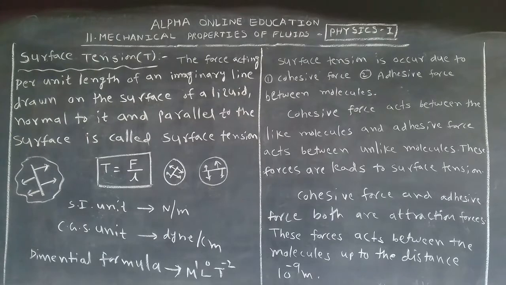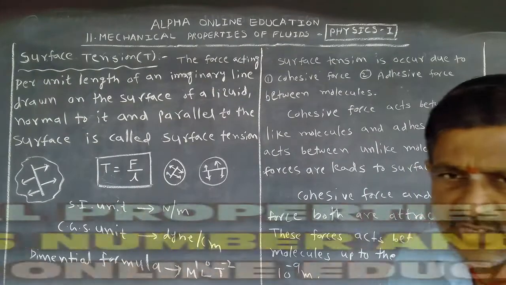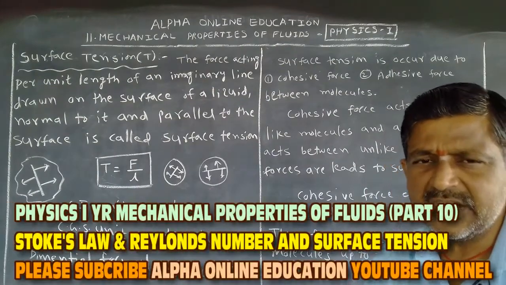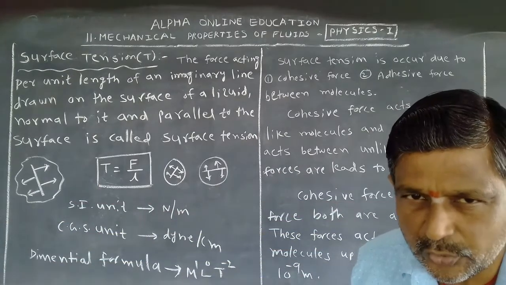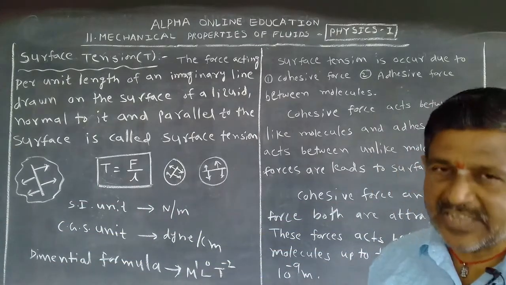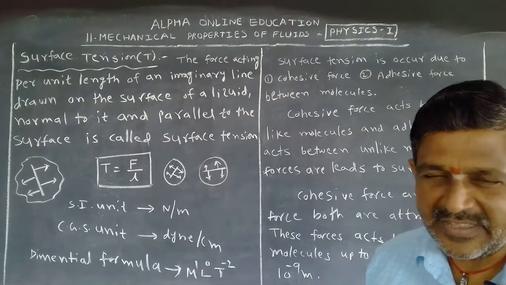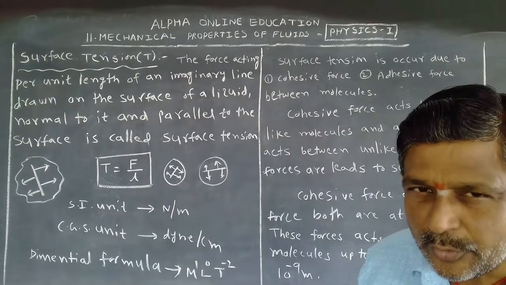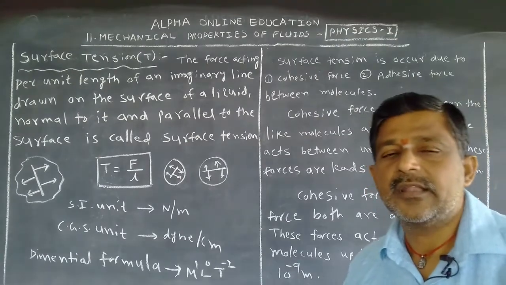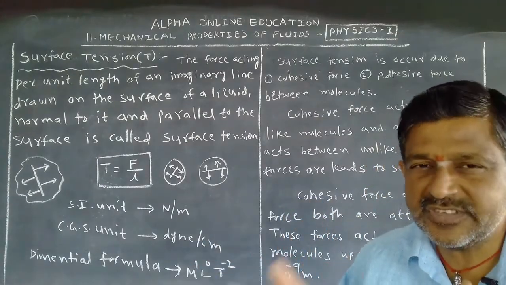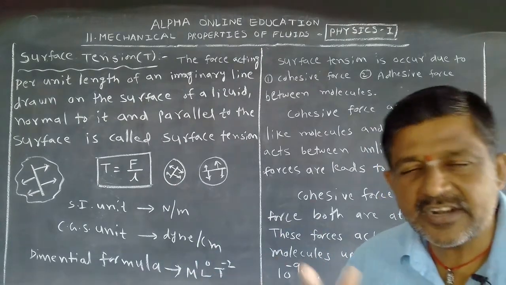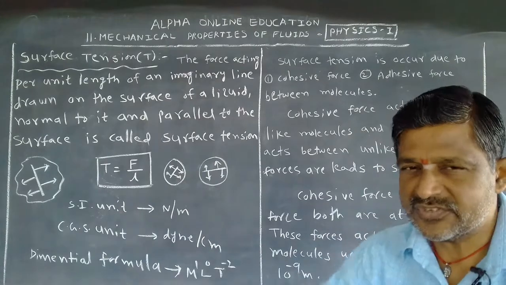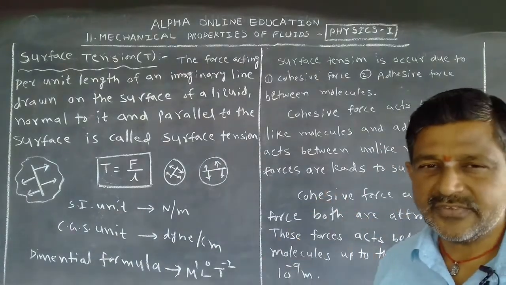What is the cause of surface tension? Cohesive force and adhesive force. These two forces act between the molecules, but both are attraction forces. Once again, the distance between them is up to 10 to the power of minus 9 meter. Attraction force between like molecules is cohesive, and attraction force between unlike molecules is adhesive force. These two forces lead to which one? Surface tension.